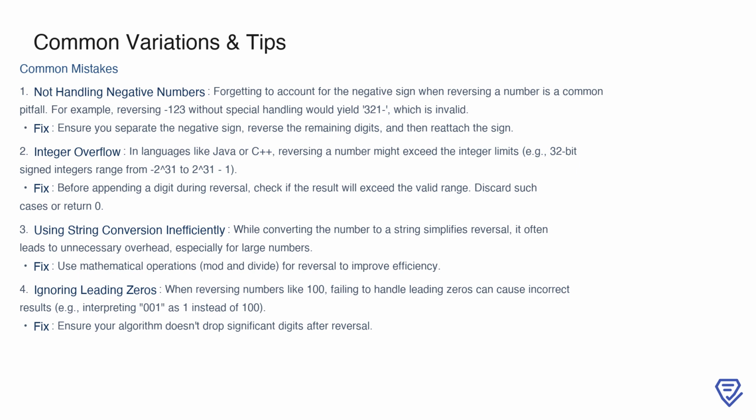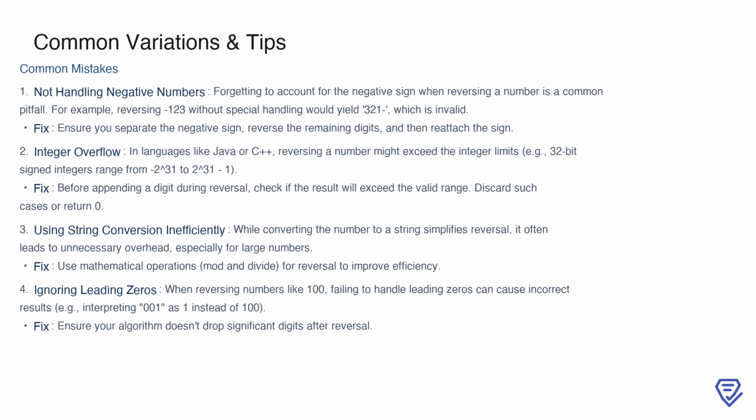Another common pitfall is integer overflow. In languages like Java or C++, reversing a number could exceed the limits of a 32-bit signed integer, which ranges from -2^31 to 2^31. To avoid this, you should check if the result will exceed these bounds before appending each digit during reversal and return 0 for such cases.